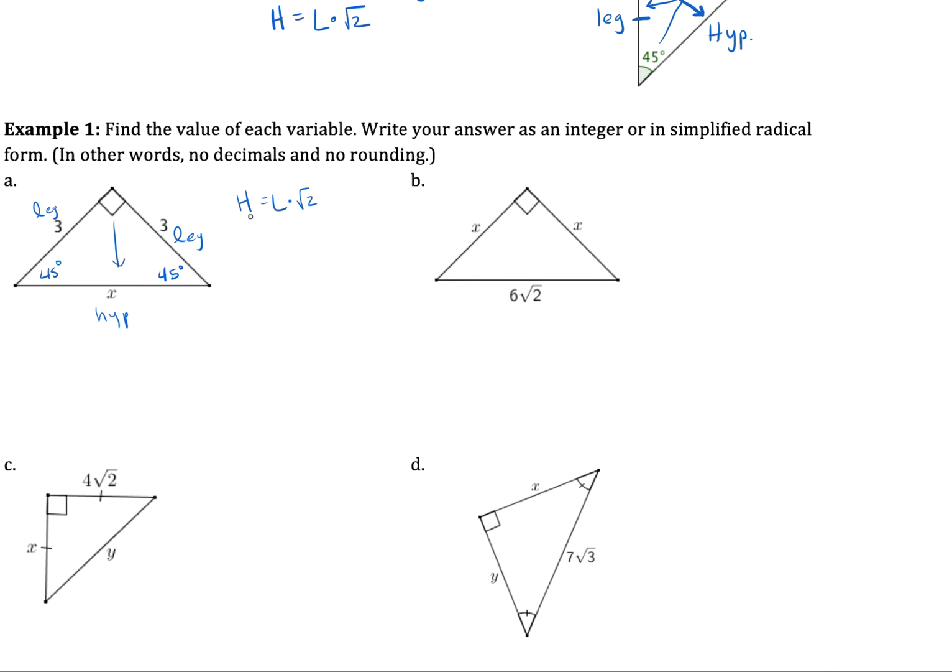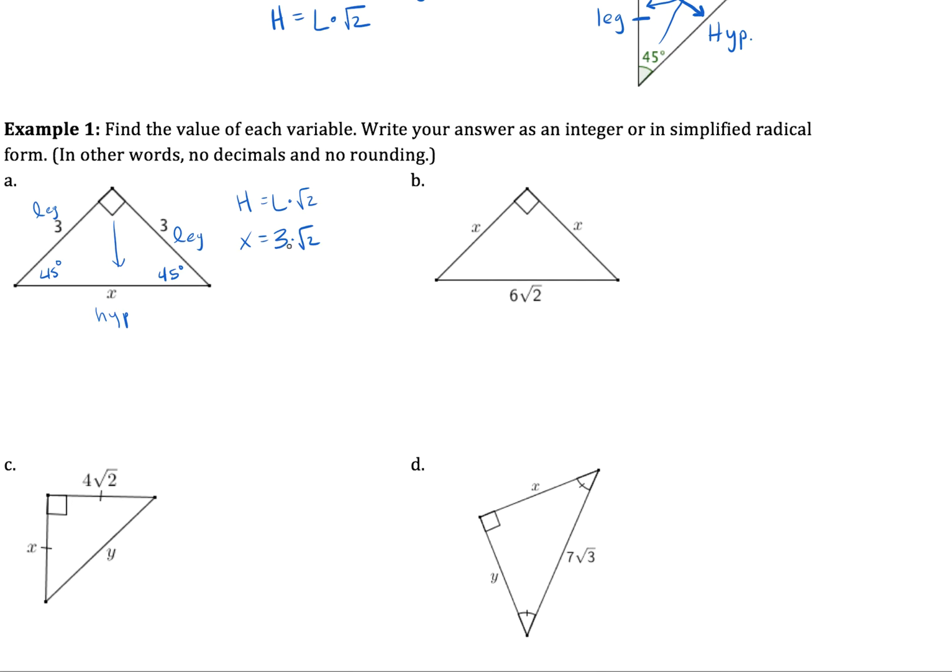So I start by writing my h equals L times the square root of 2. Now I look at my picture and I just put in whatever the picture gives me for these two values. In other words, it gives me an x for my hypotenuse, so I put an x right there. And it gives me a 3 for my leg, so I'm going to put a 3 right there. And now you can see in this formula, my hypotenuse is my x, so my x is already isolated. I just need to clean this up a little bit.